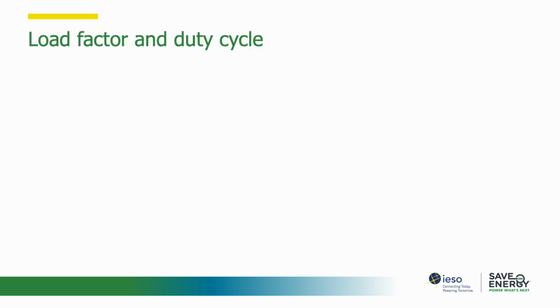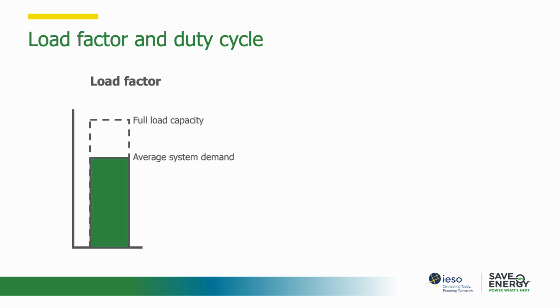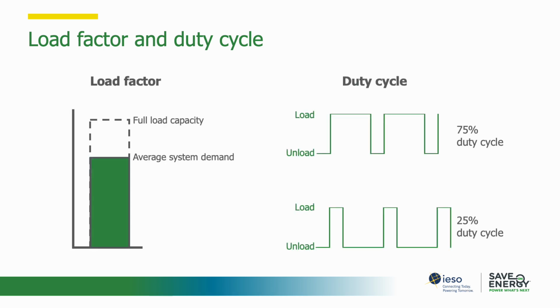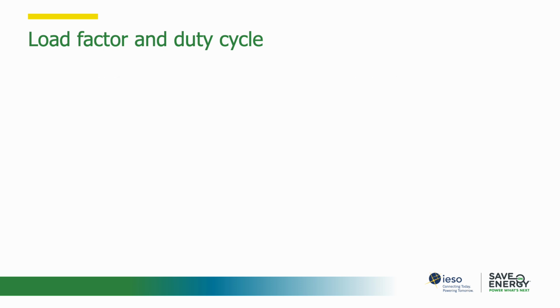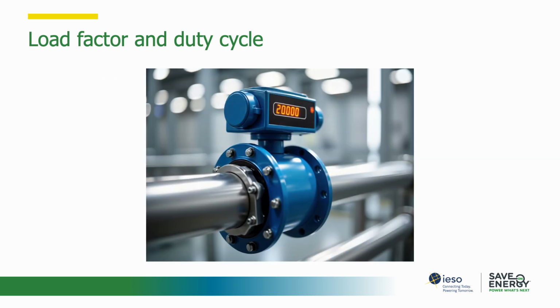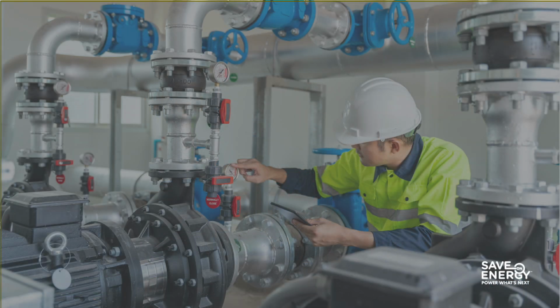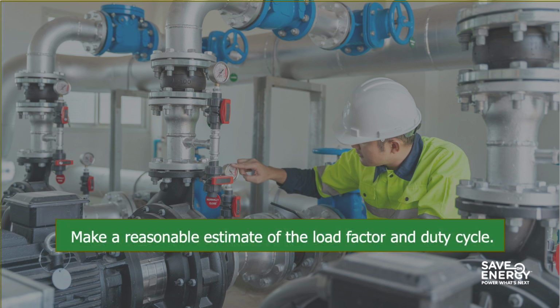You'll also need data on the load factor and duty cycle of your air compressor. It's important to understand the current capacity level of your system to understand the impact of changing that capacity level. The best option is to have a meter measuring and logging the total flow generated by your air compressor. If you don't have metered data, your next best approach is to make a reasonable estimate of the load factor and duty cycle.